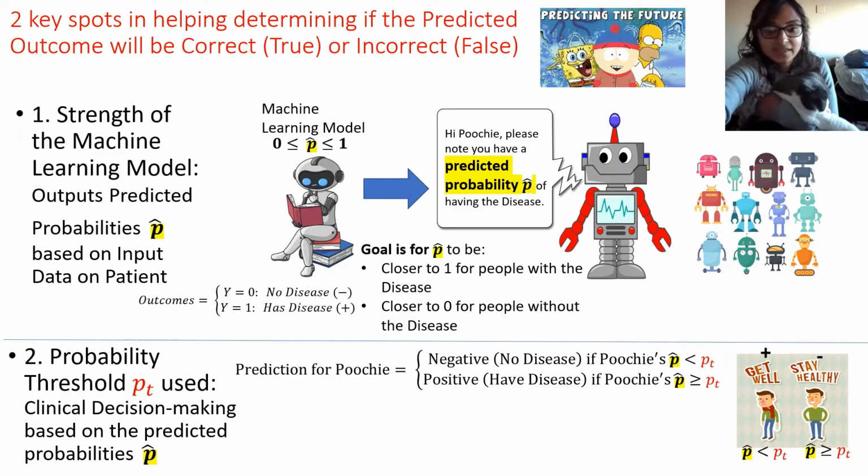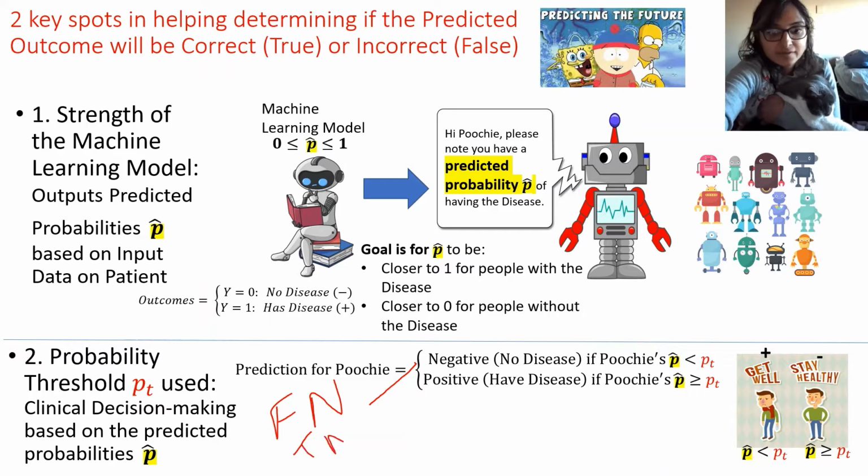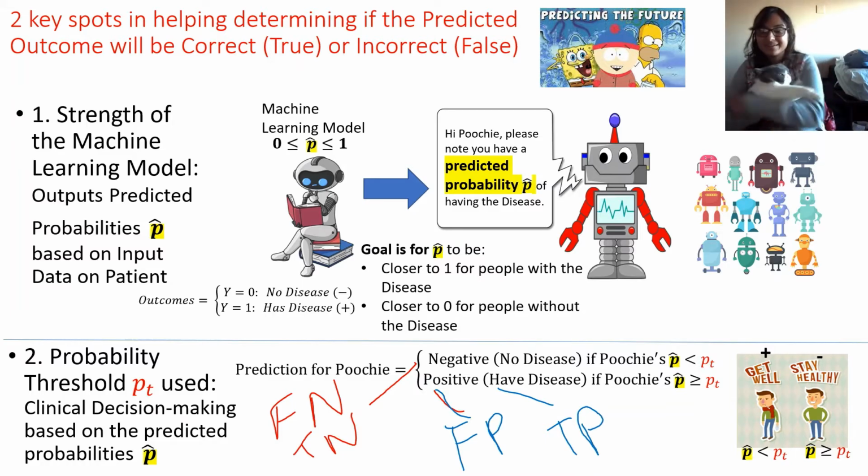So again, if it's negative, then we could end up with either a false negative or a true negative. But if it's positive, then we can end up with a false positive or a true positive based on our predictions. We'll be talking all about honing in on that in this video, and what this threshold probability means. And we can talk about a specific disease like coronary heart disease, CHD.